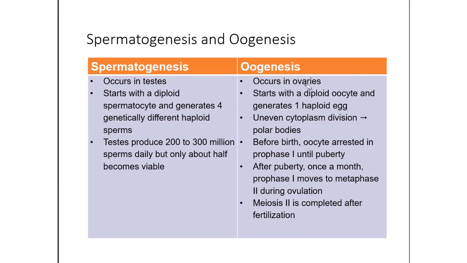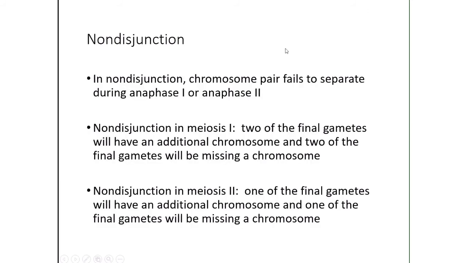So you can see the timeline is very different in oogenesis and spermatogenesis. Spermatogenesis happens on a daily basis, and it's going to be completed on a daily basis after puberty, that is. But oogenesis spans almost as early as the embryonic stage all the way until the woman conceives a child, and it will be completed after fertilization. Okay, so big difference there between spermatogenesis and oogenesis.